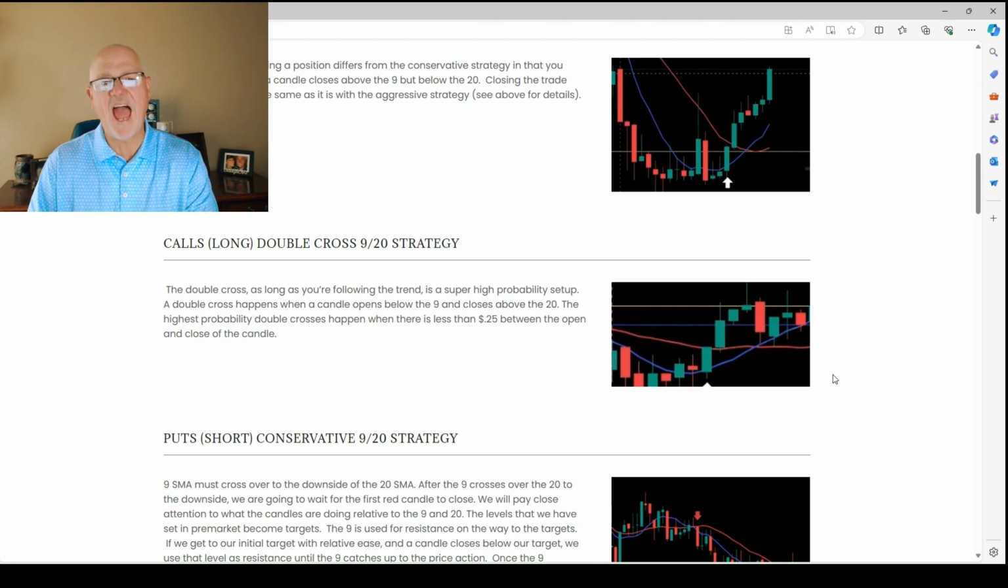But that's how we play it. And again, the double cross, you can close out your trade anyway. You can use a conservative strategy. You can use an aggressive strategy.